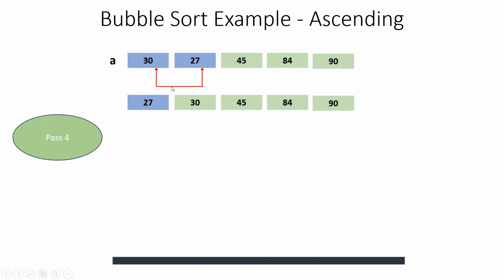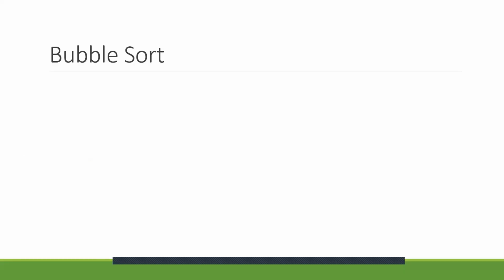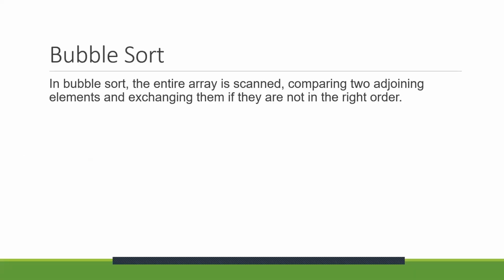Okay. So an array of 5 elements would need 4 passes through it to get it sorted. So 4 passes means there is a loop. And in each pass also we are comparing next to each other. So that is another loop. So a bubble sort algorithm will have 2 for loops in it. Okay. Fine. Now that we have looked at the example, let us just look at the definition.